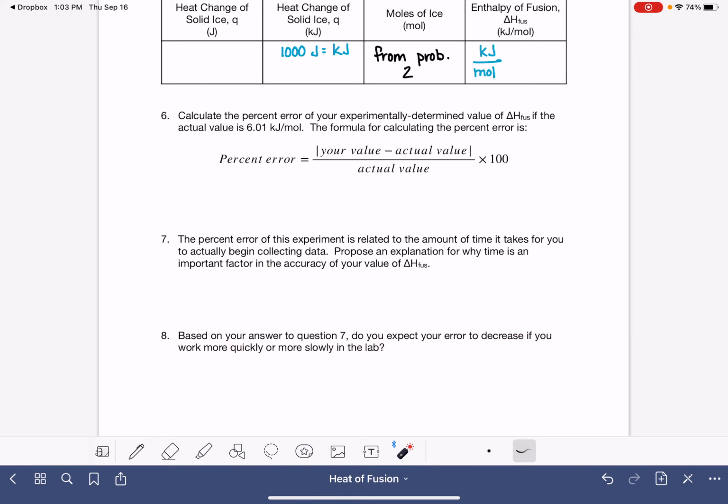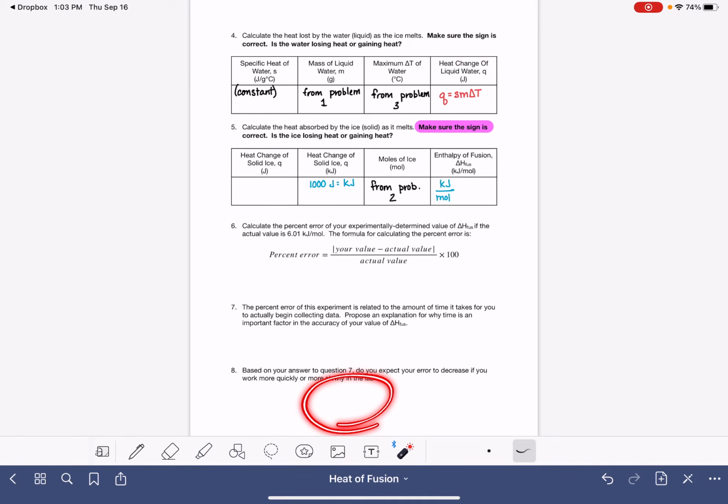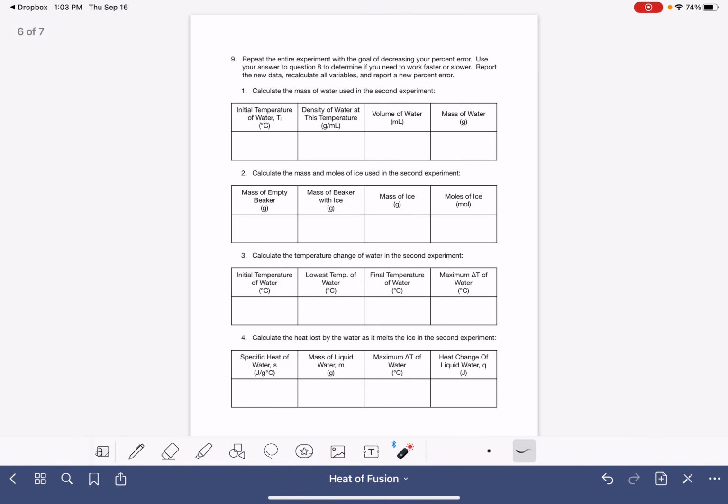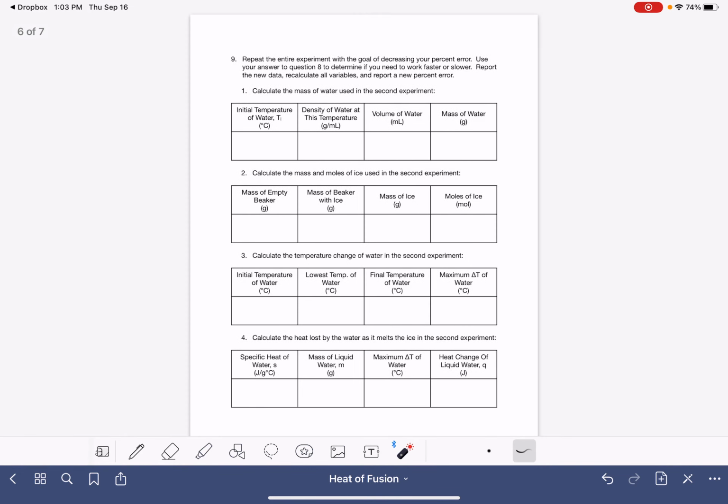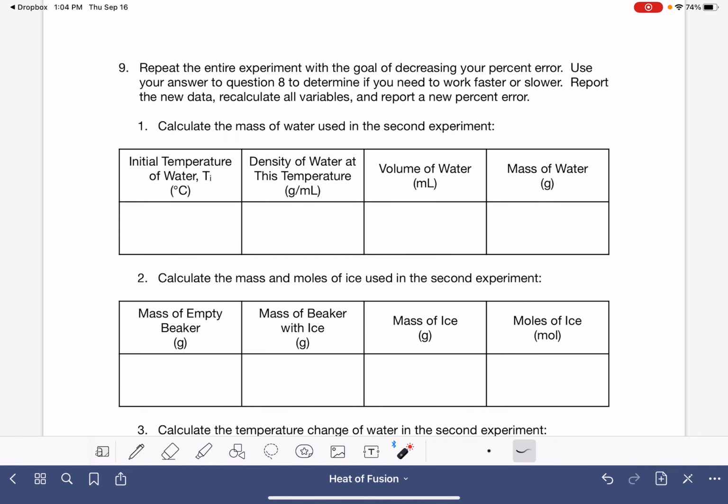Do you expect your error to decrease? That means, do you expect this number to get more accurate if you work more quickly or work more slowly in lab? Once you get that hypothesis down here, you're going to actually try it out. So let's just say that you decided that your error would decrease if you worked more quickly in lab. You're going to repeat the whole entire experiment, with the goal of decreasing your error. So we decided that we needed to work quicker. You're going to repeat the experiment and work as fast as possible.